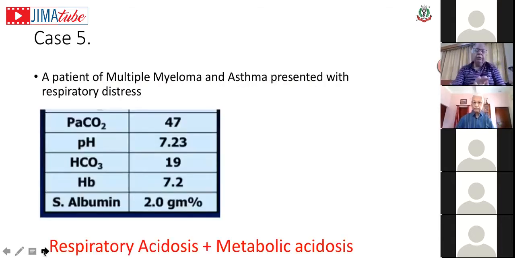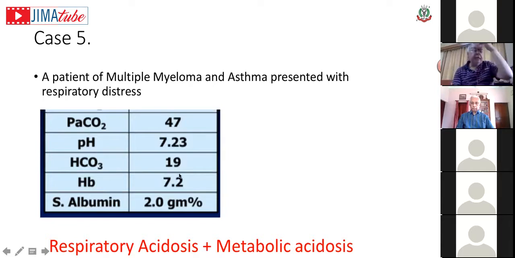Okay, so those were the respiratory acidosis problems that we just discussed. Let's come to some metabolic problems. A patient with multiple myeloma and asthma has presented with this problem. He has a pH of 7.23, bicarb of 19, and PCO2 of 47.